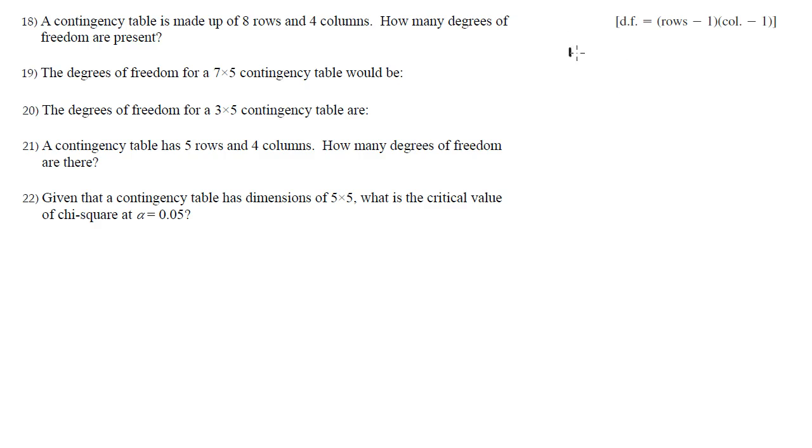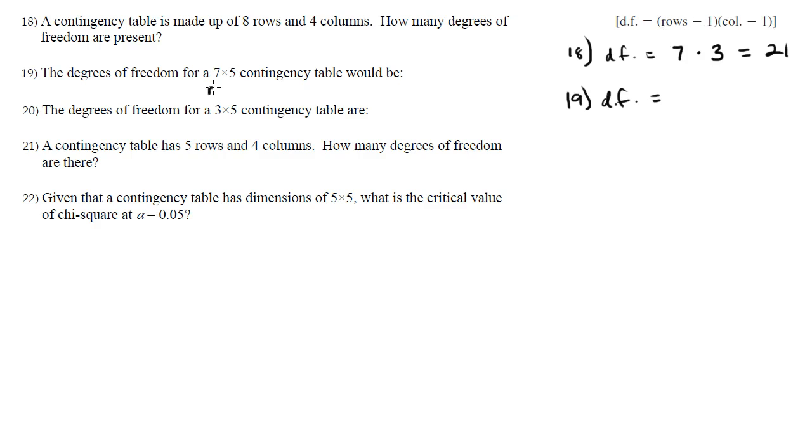So for number 18, the degrees of freedom are going to be how many rows? 8 rows minus 1, so that's 7, times there's 4 columns minus 1, that's 3. So the degrees of freedom for 18, 21. For number 19, degrees of freedom, 7 by 5 contingency table, so 7 minus 1.